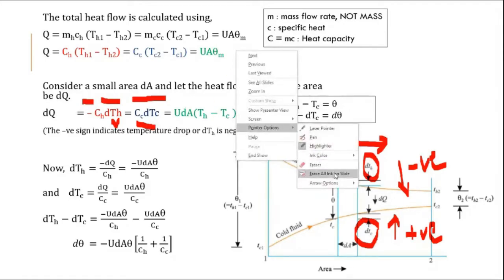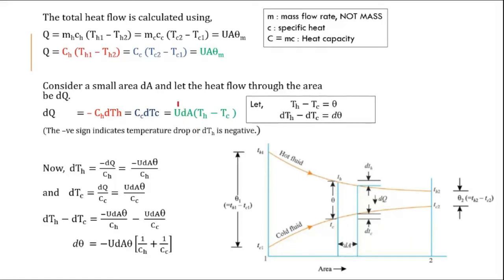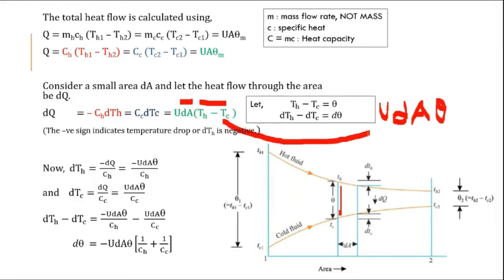For the element which we have considered, the area of the heat exchanger is given by dA, and the temperature difference for that particular area, we are assuming, remains constant. That value is T_h minus T_c, which we are writing as theta. So this term could also be written as U dA multiplied by theta. Is this part clear to all? Yes, no?